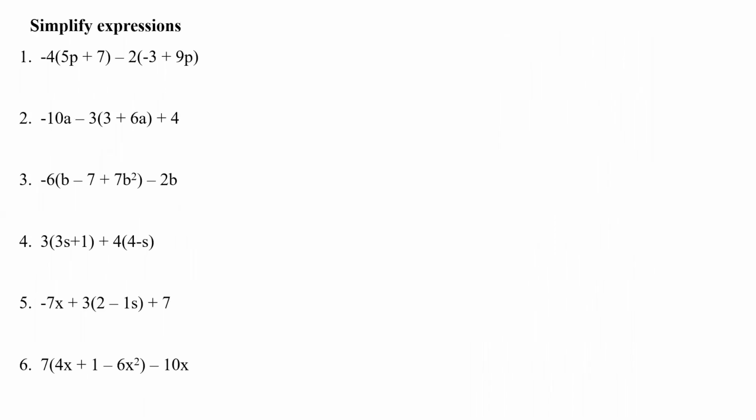All right, so I'm assuming you've worked all these, and so I'm just going to go through these rather quickly. What I'm going to do is distribute, and then I'm going to simplify. So I have here a negative 20p minus 28, and then plus 6, and then minus 18p. So I've got a like term, like term, like term, like term. So minus 20 minus 18, it's minus 38p. And then if I subtract off 6 here, that's going to give me minus 22.